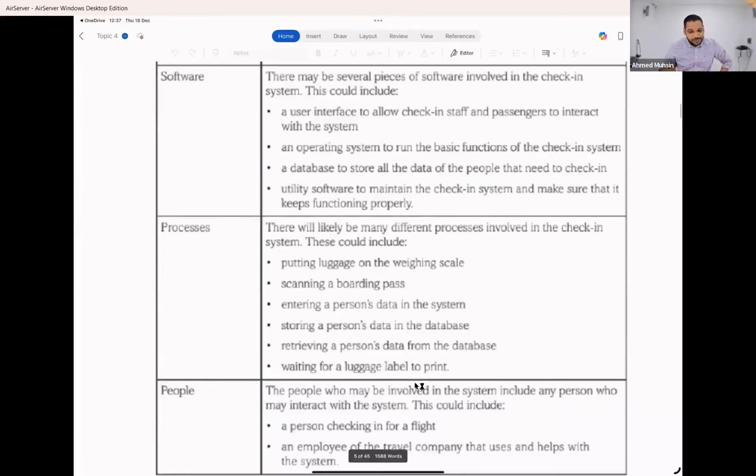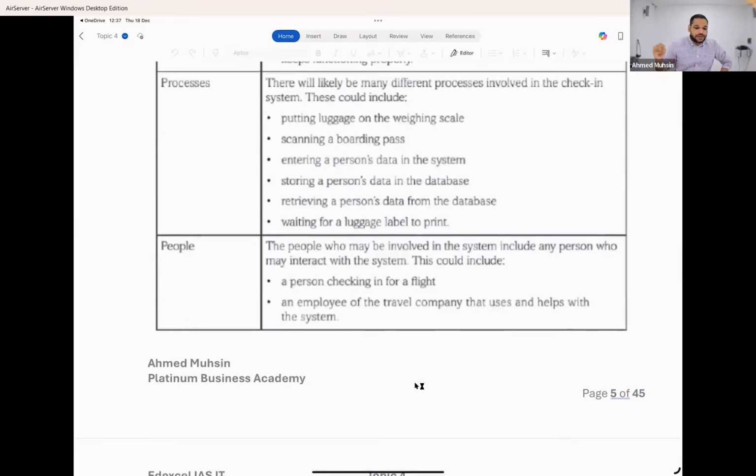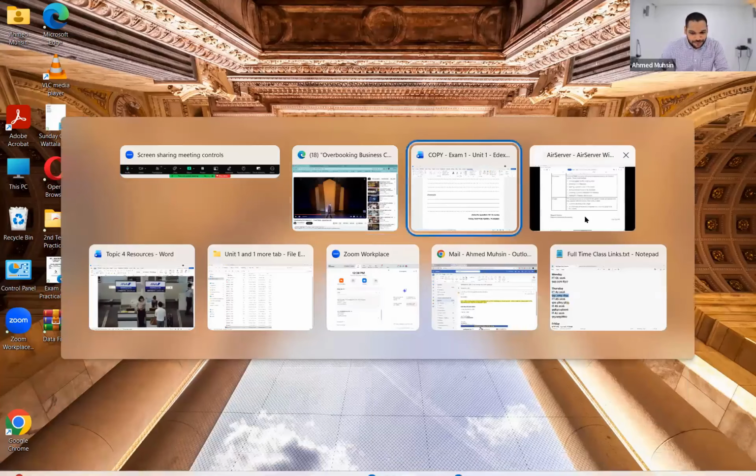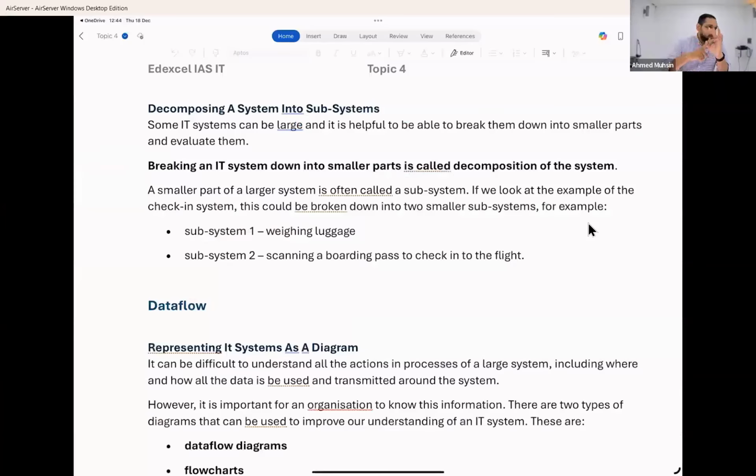Then guys, can you all see people? These are people who will be dealing with the system. Obviously customers, people who are checking in for a flight, and then employees. Can we keep reading the next part? So hardware, software, people, processors. Now can you all read the next subheading? Decomposing a system into subsystems. Basically breaking one system into many small systems. Why are we doing this, guys?